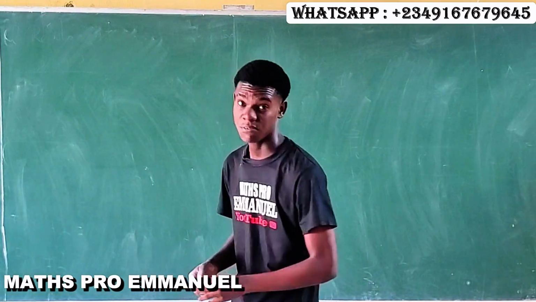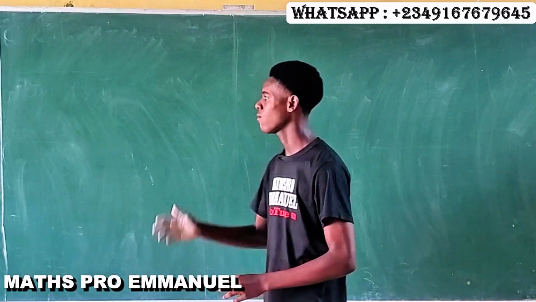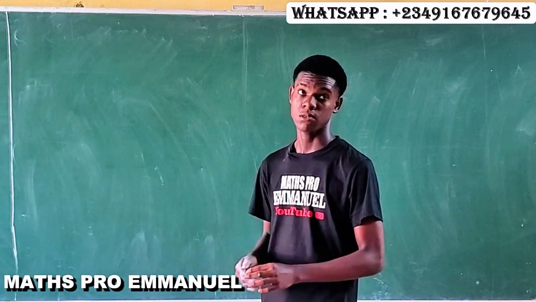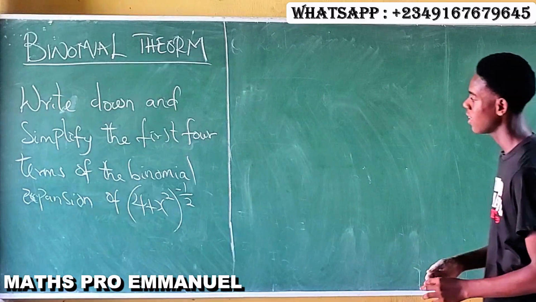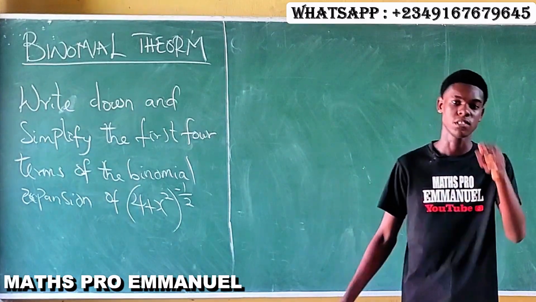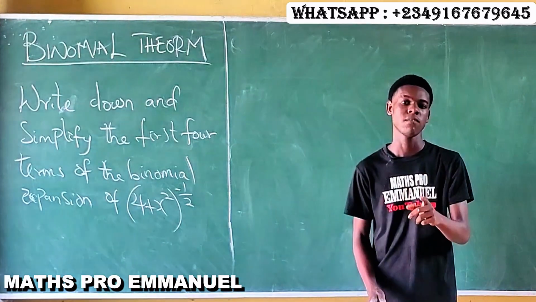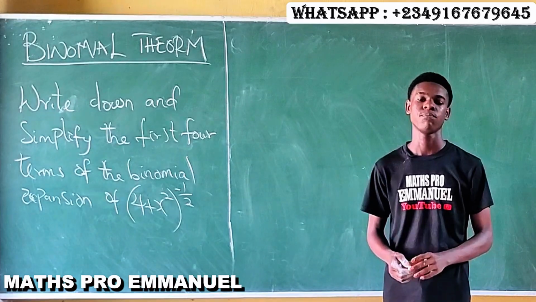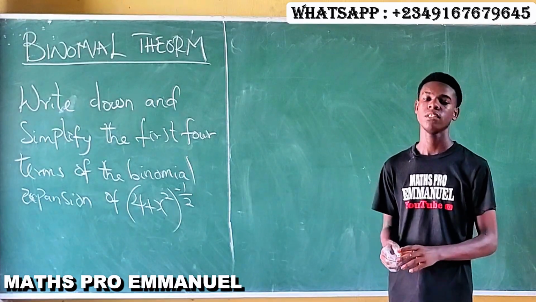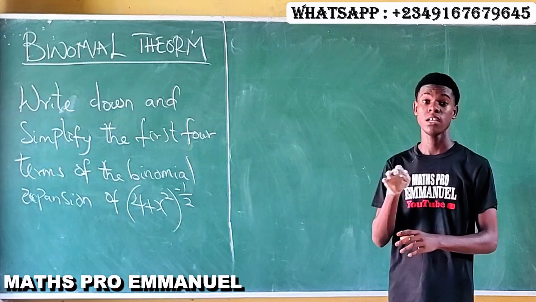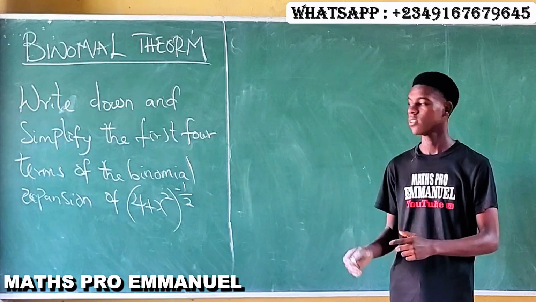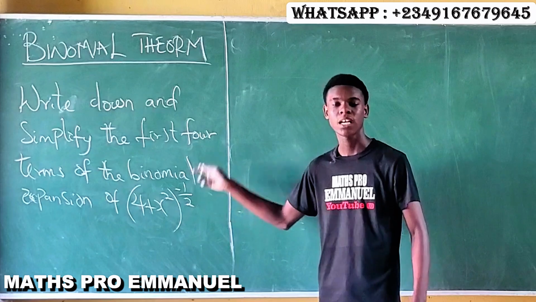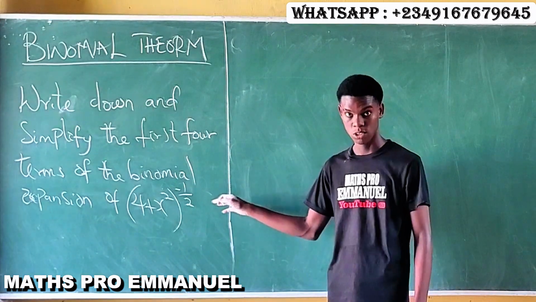So we are still on the series of binomial expansion. Now let's solve yet another problem on this particular topic. You have to write down and simplify the first four terms of the binomial expansion of this. If you are following this playlist, you observe that in the last video we were on binomial expansion involving fractional index, both negative and positive.